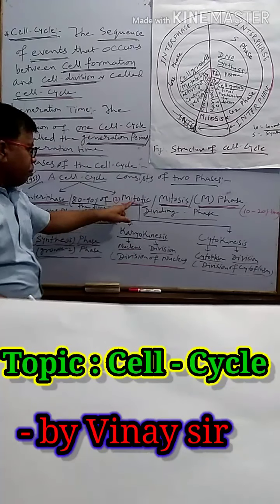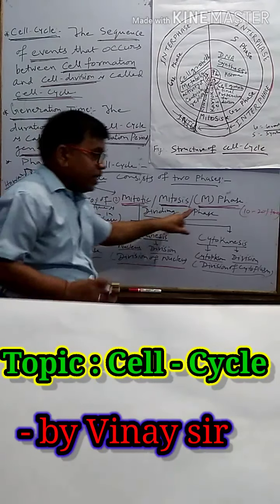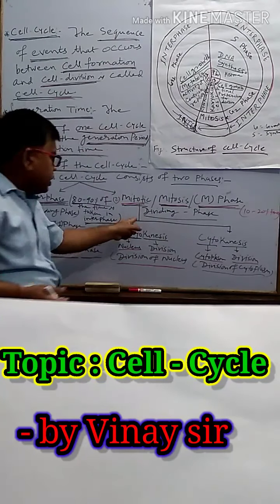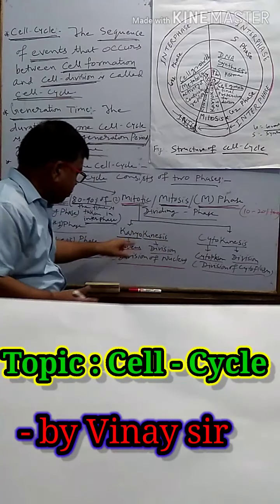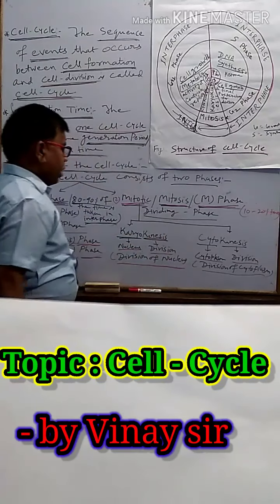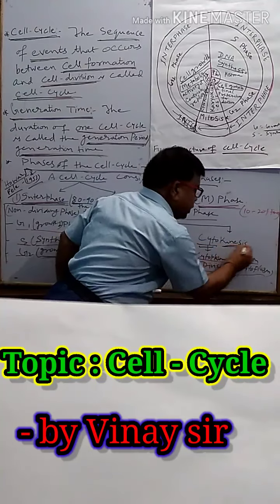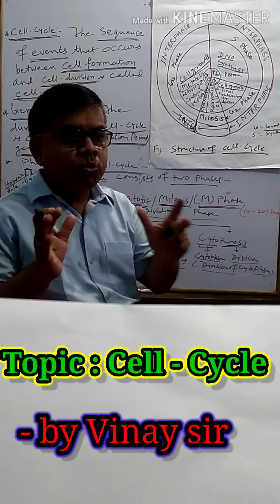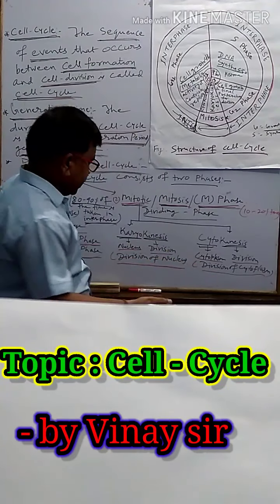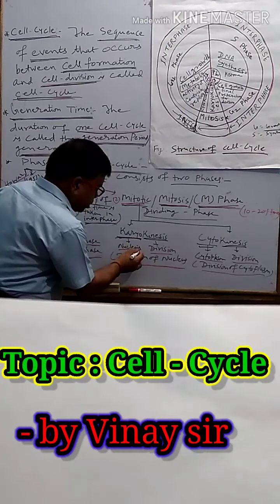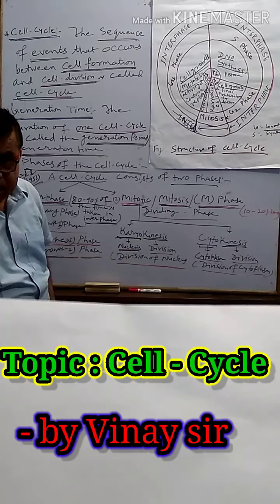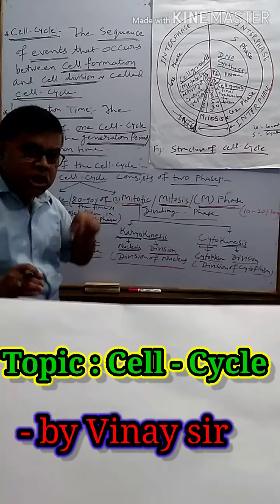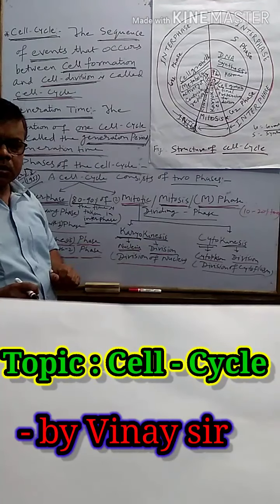So here, mitotic division is the dividing phase. It means the cell divides. Here, this is divided into 2 phases: number 1, karyokinesis, and number 2, cytokinesis. Karyokinesis is composed of karyo and kinesis. Karyo means nucleus and kinesis means division. So division of the nucleus is called karyokinesis.